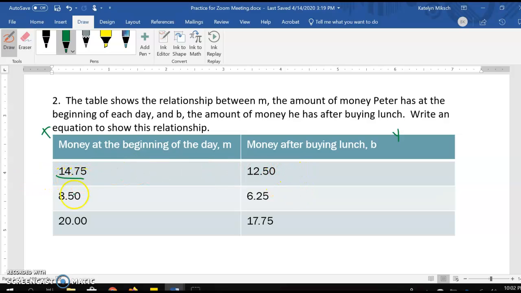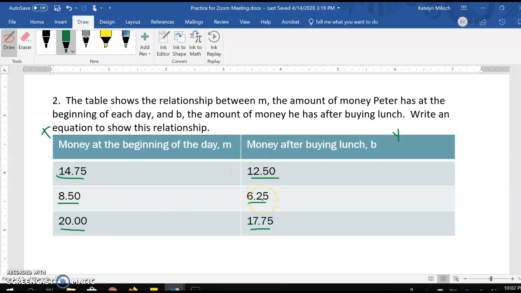So our input numbers are larger than our output numbers each time. So what that should tell us is we're either subtracting to get the smaller number, or we are multiplying by a number less than 1, which would be a fraction or a decimal with a value less than 1. Easiest thing to look at probably is subtraction. So to do that, $14.75 minus what number would give me $12.50?